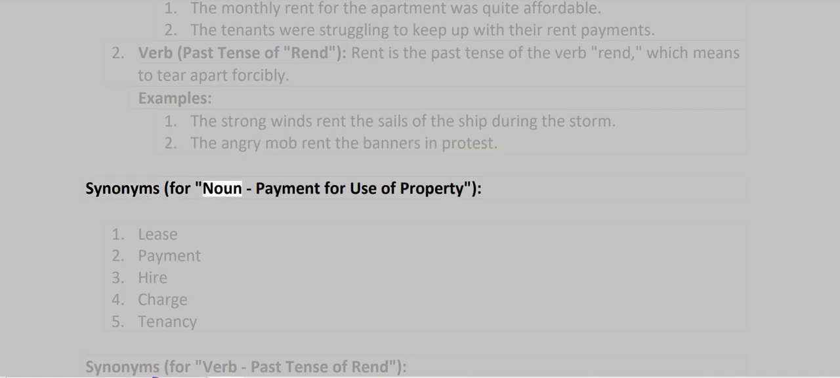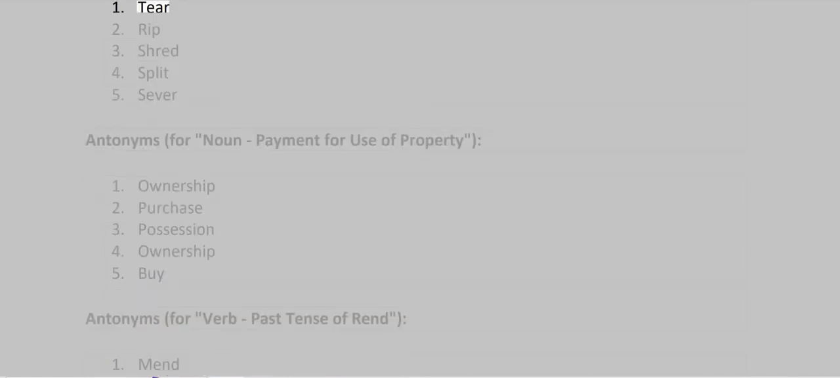Synonyms for noun: payment for use of property. 1. Lease. 2. Payment. 3. Hire. 4. Charge. 5. Tenancy. Synonyms for verb: past tense of rent. 1. Tear. 2. Rip. 3. Shred. 4. Split. 5. Sever.